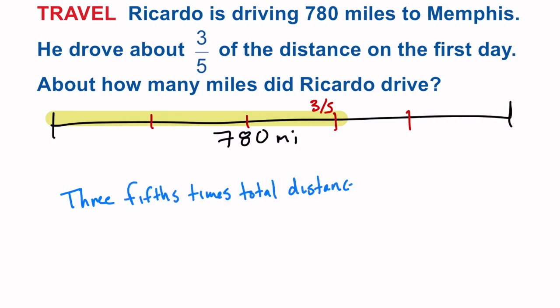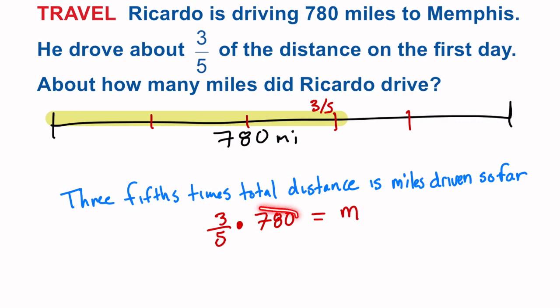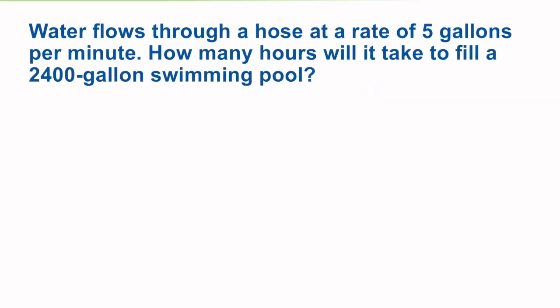So 3/5 times the total distance equals miles driven so far. So it's 3/5 times the total distance that we need to cover, which is 780, should equal the distance that he has driven so far. All you have to do is multiply 3 times 780, which is 2340, divide by 5, which gives us 468, and that's actually the amount of distance he has covered so far. And that's it for this problem.